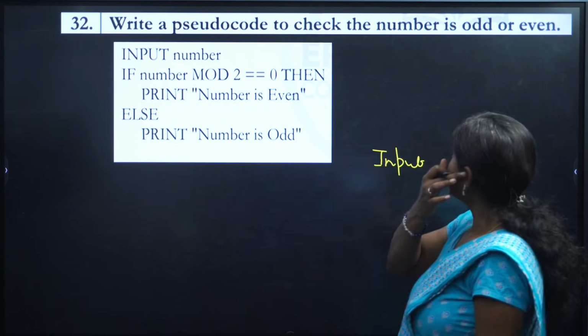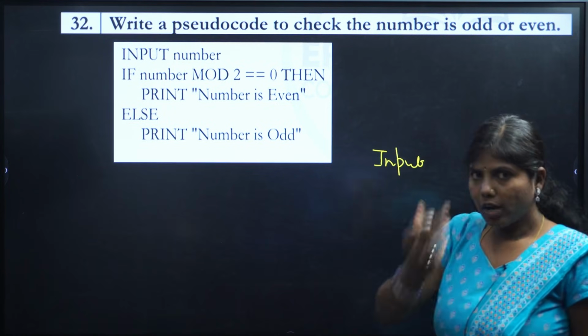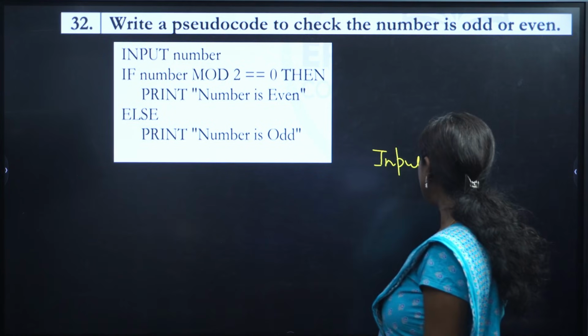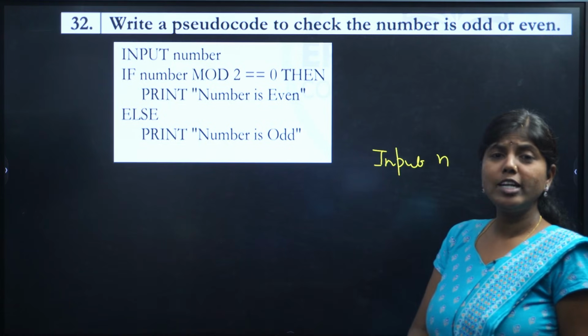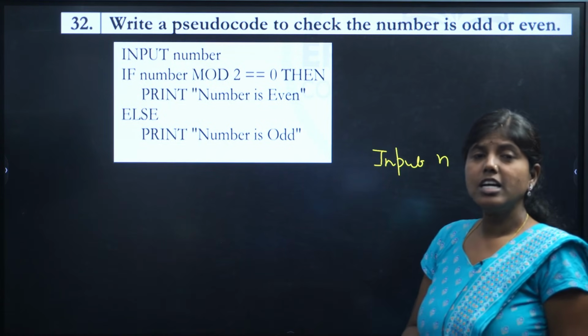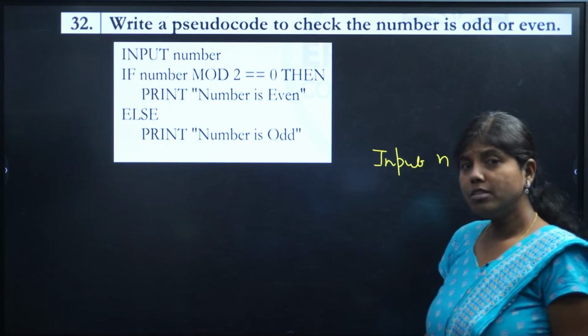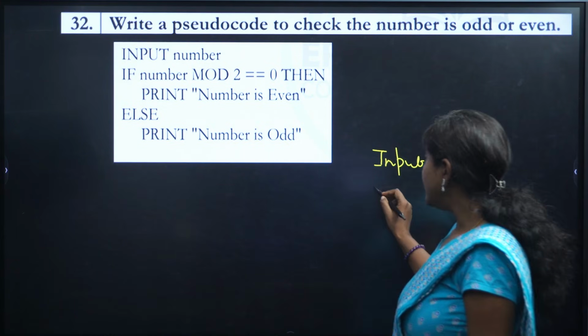So what is it? The number is even or odd. How do you check it? Very simple. You just take an input n here, and after that, if the number is divisible by 2, then we say it is an even number, or else it's an odd number. So how do you check the divisibility of a number?